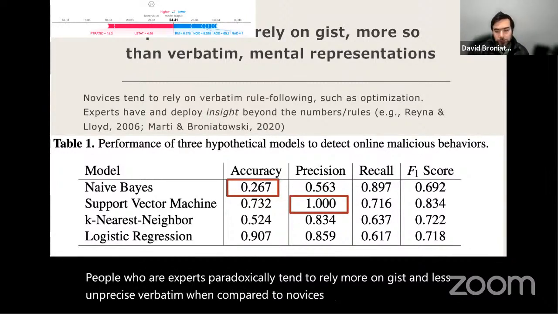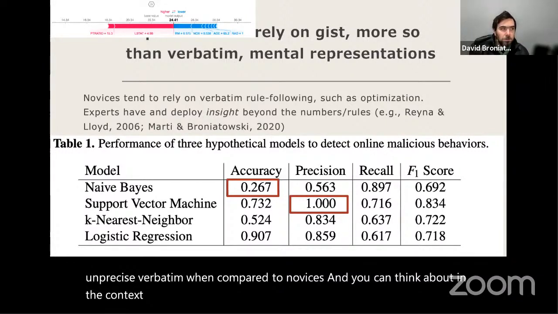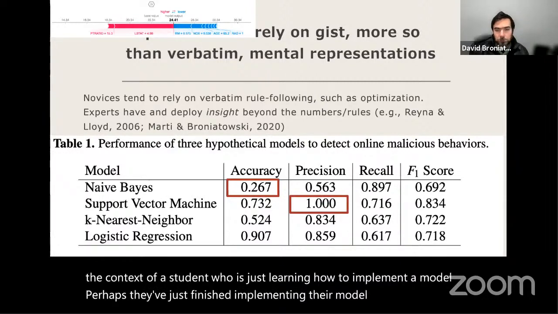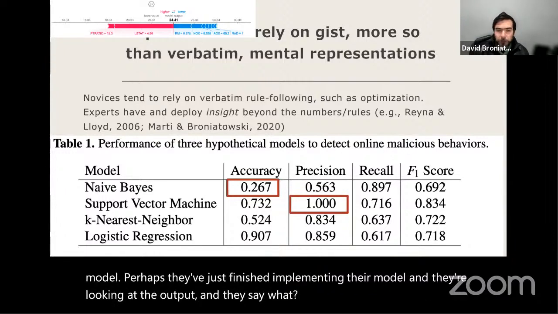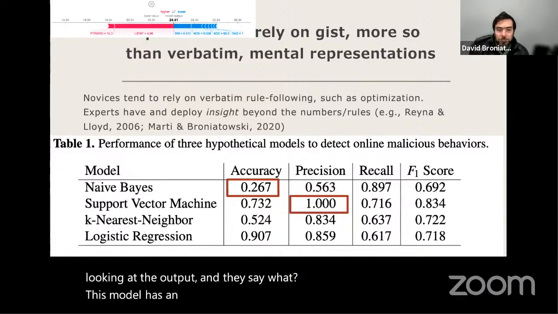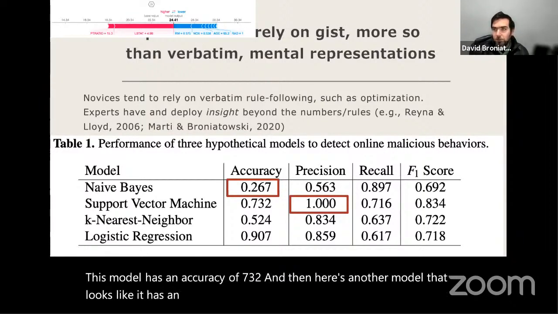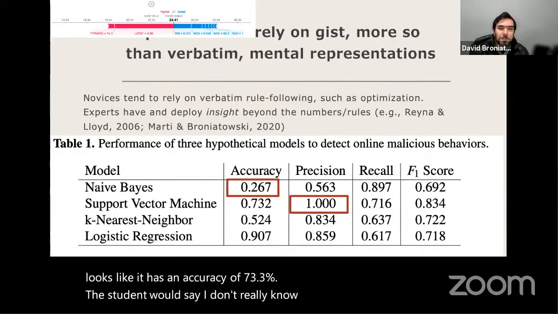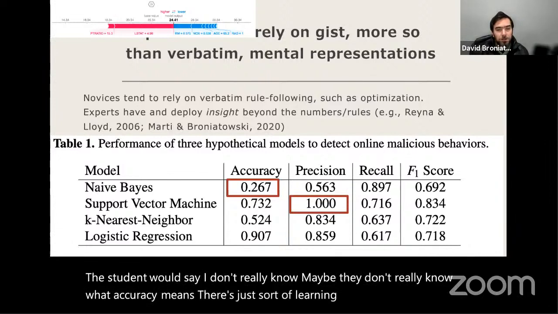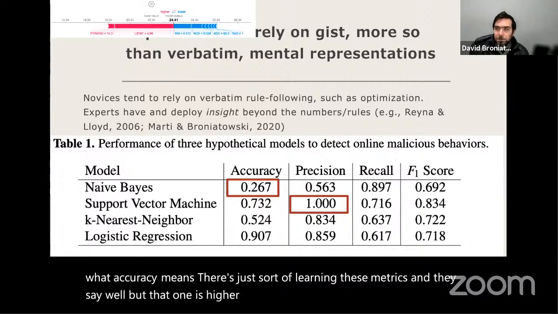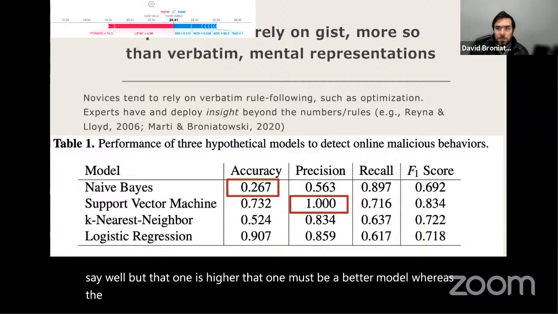And you can think about this in the context of a student who is just learning how to implement a model. Perhaps they've just finished implementing their model and they're looking at the output and they say, you know what? This model has an accuracy of 73.2%. And then here's another model that looks like it has an accuracy of 73.3%. Maybe they don't really know what accuracy means. They're just sort of learning these metrics. And they say, well, but that one's higher. That one must be a better model. Whereas the expert would say, you know, they're basically the same, right? The gist is that they're essentially the same.